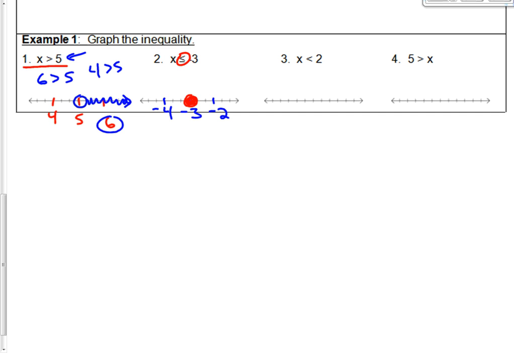Notice this one has the equal to bar underneath, and number 1 doesn't. So no equal to bar, as in number 1, gives you an open dot. Equal to bar gives you a closed dot.